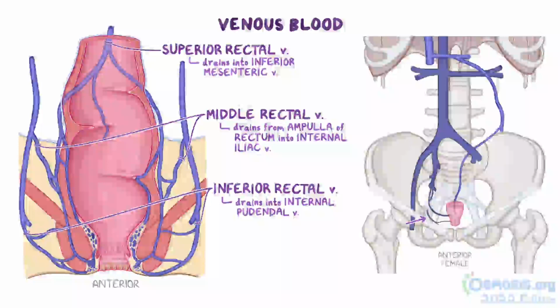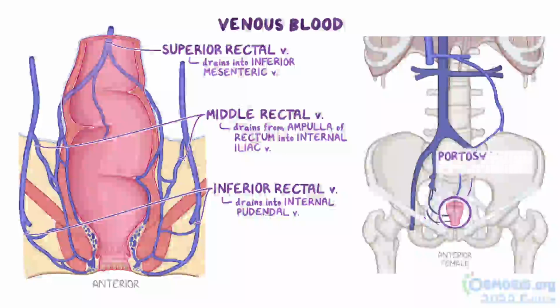These three sets of rectal veins all anastomose together within the walls of the rectum and anus, forming a connection between the portal and systemic systems. This type of special connection is called a portosystemic anastomosis.